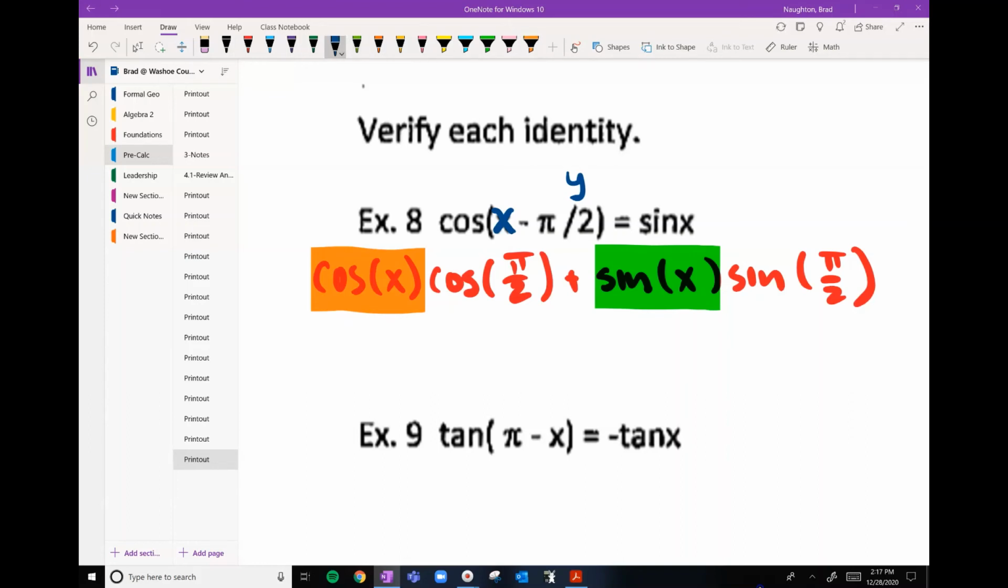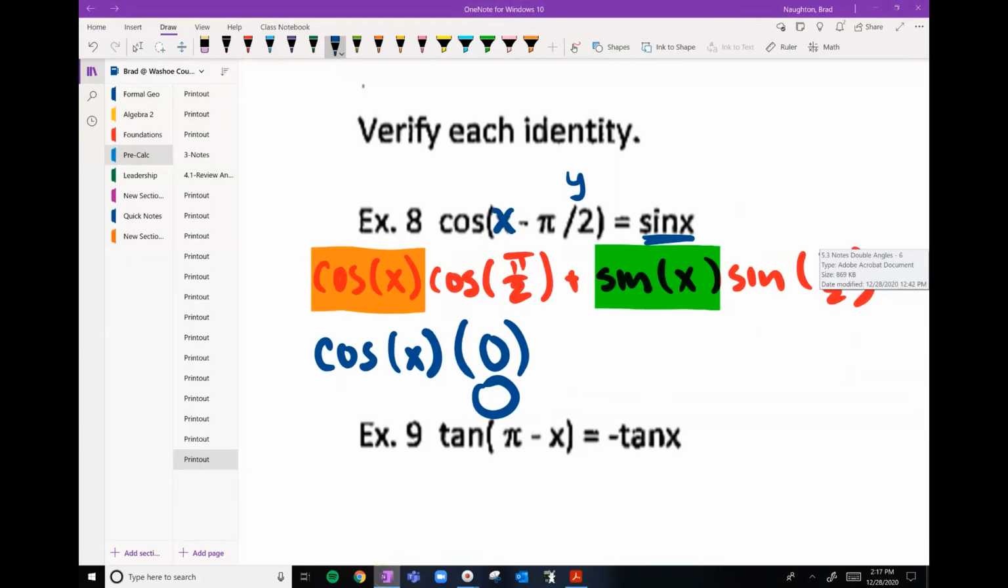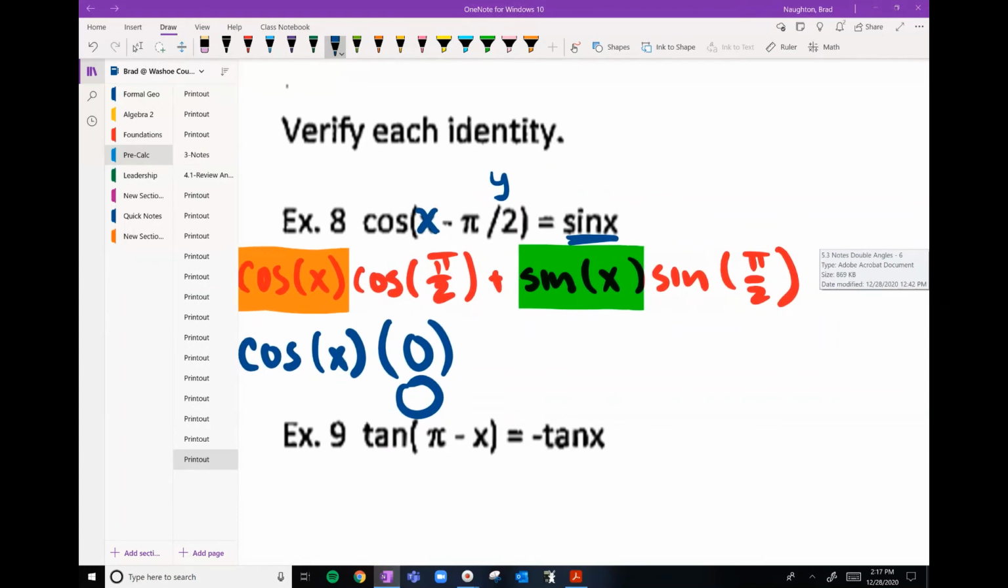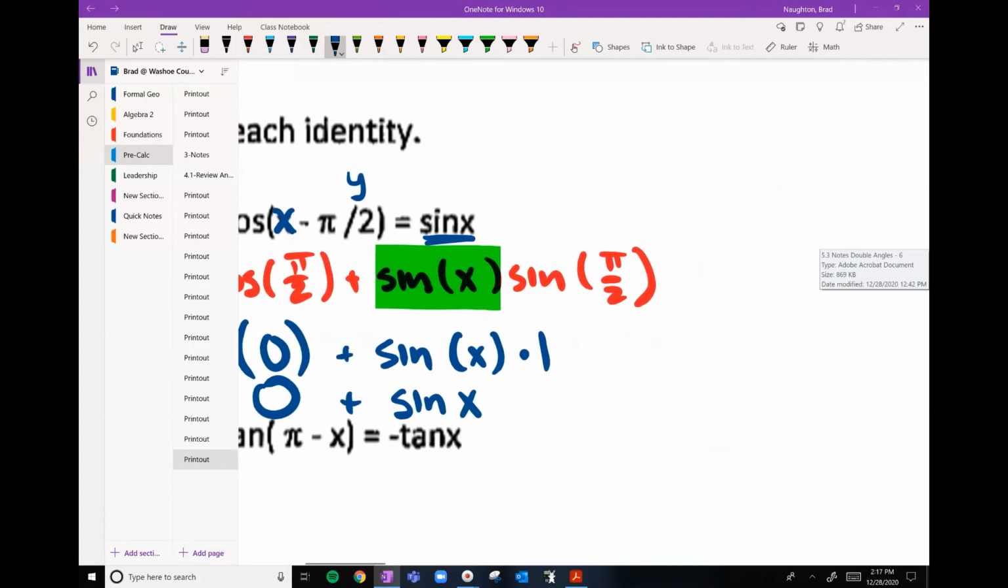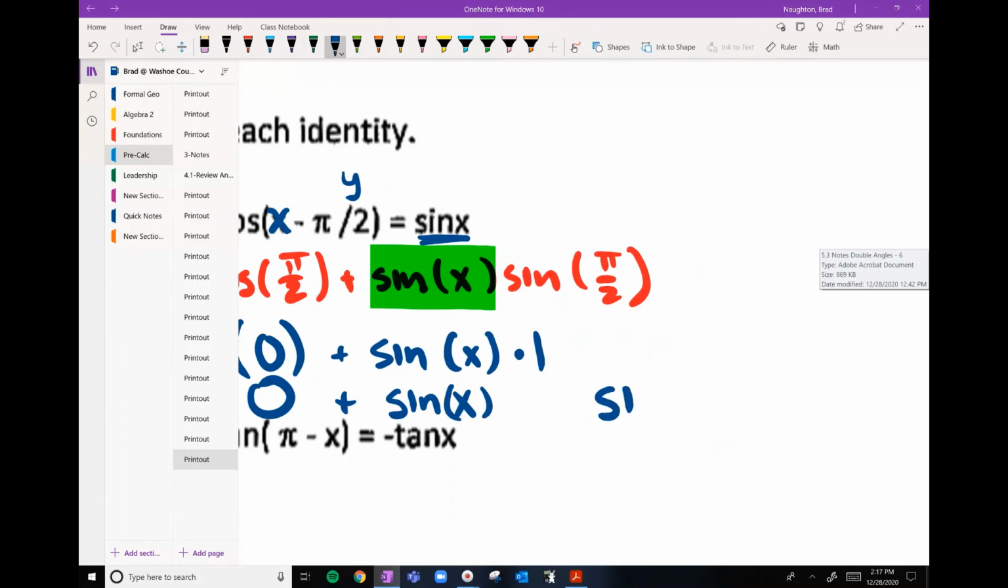Well, let's look at this cosine of pi over 2. We know that that is 0. So anything times 0, even if it's a cosine, is going to be 0. And then we'll look over here and say, all right, I need this to go away because I just want it to be sine. Well, the sine of pi over 2 is just 1. So this is going to be sine of x times 1, so that's just going to give us sine of x. And that's what it's supposed to be. So in this case, 0 plus sine of x is going to be sine of x, and that's what it's supposed to equal. So thus verified. Checkarooski.